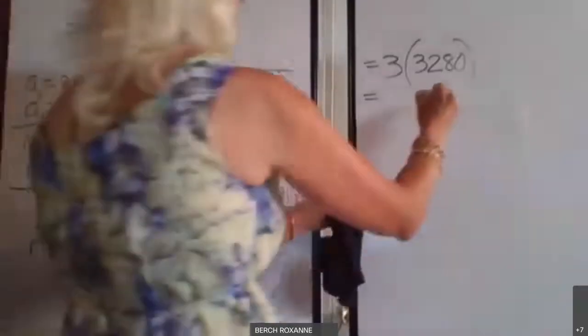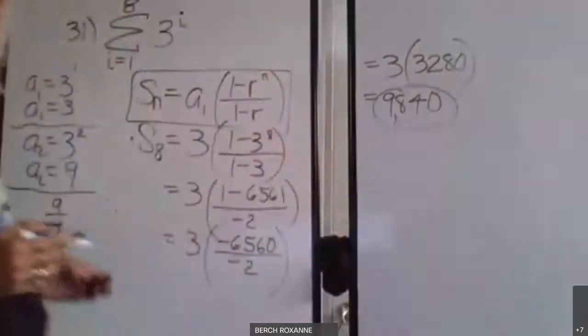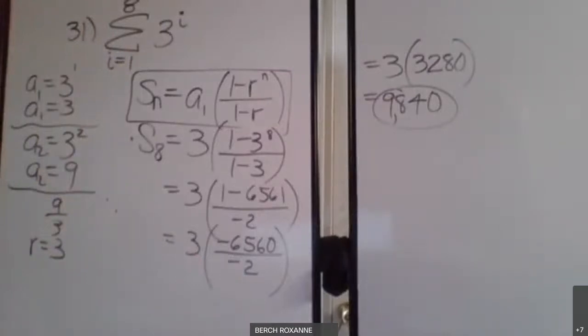$3,280. Okay. And now you multiply that. So what do you get? 9,840. That's correct.